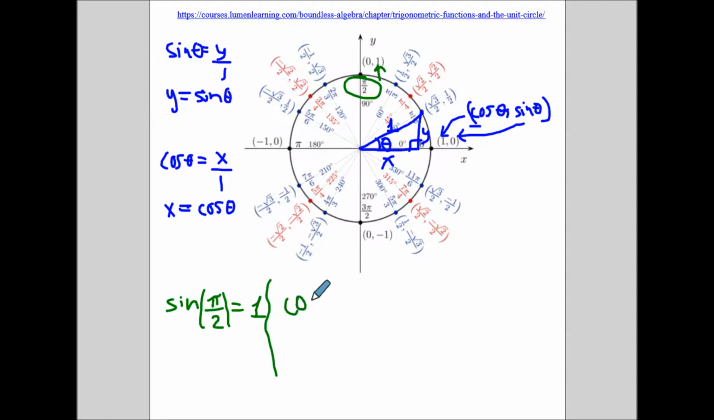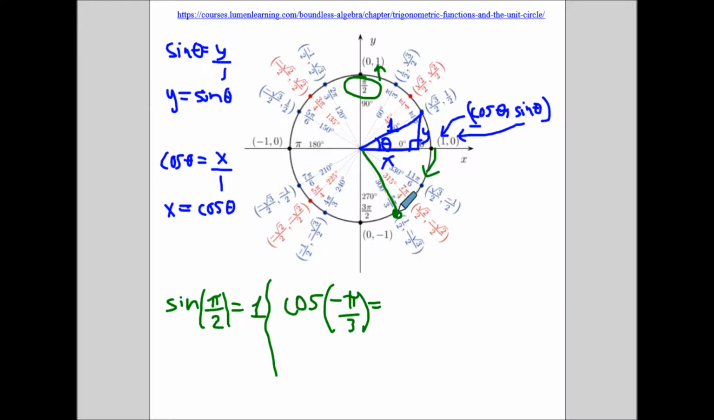Now, what if they ask you to find cosine of negative pi over 3? Now remember, negative means that when you start from here, you're going to go down, and pi over 3 would be around here.